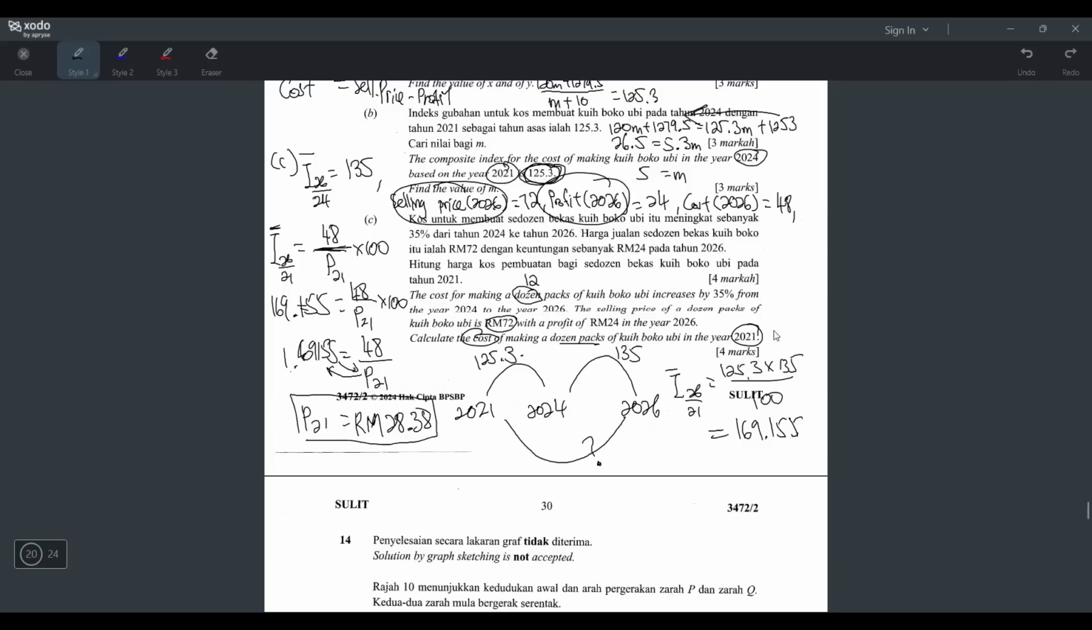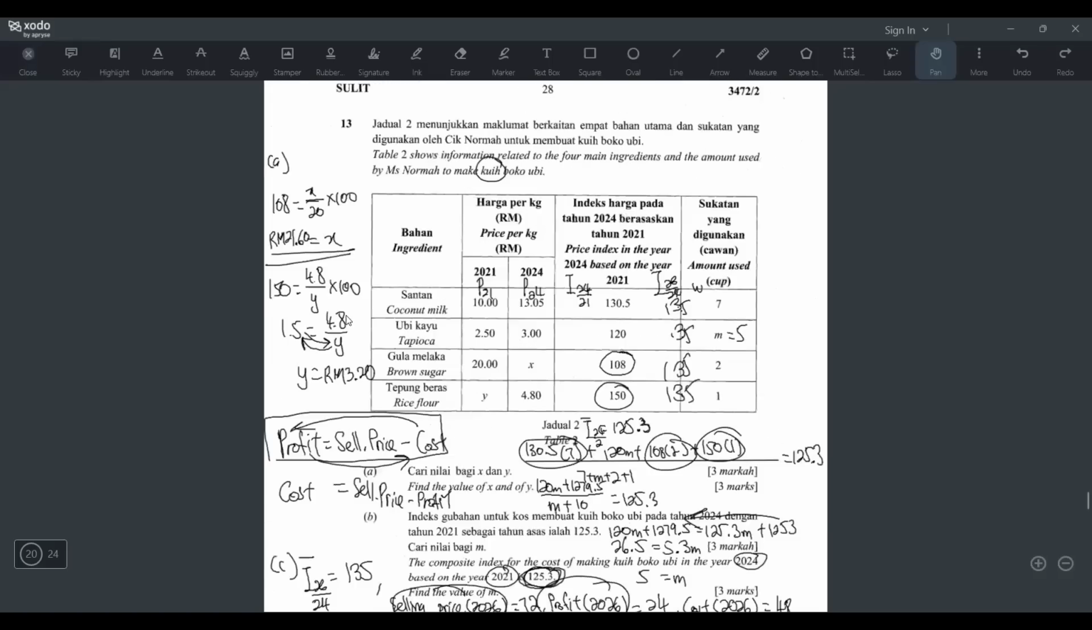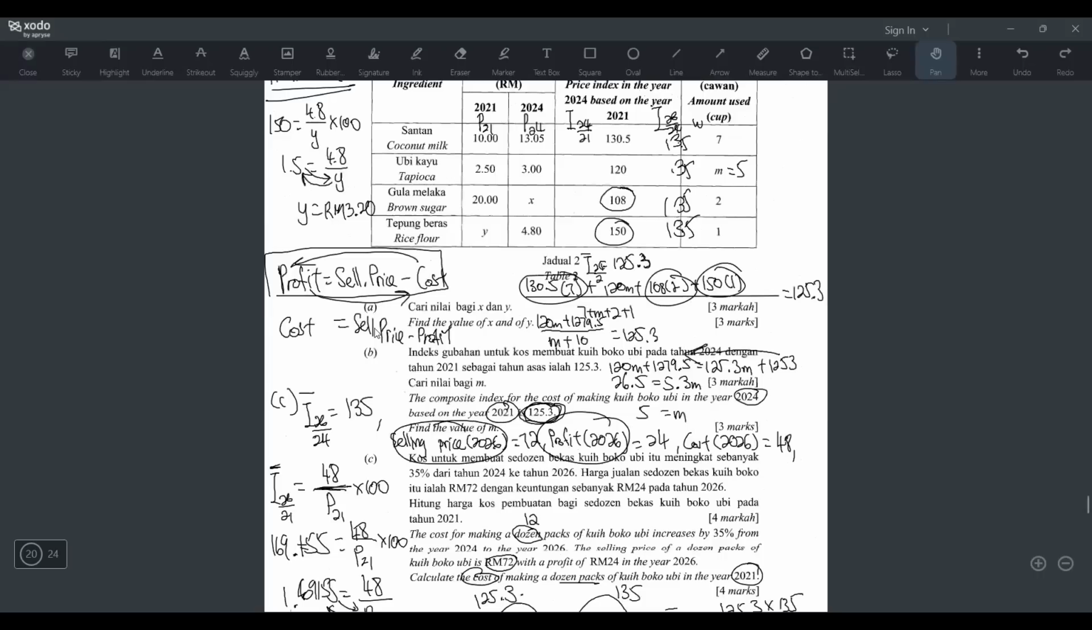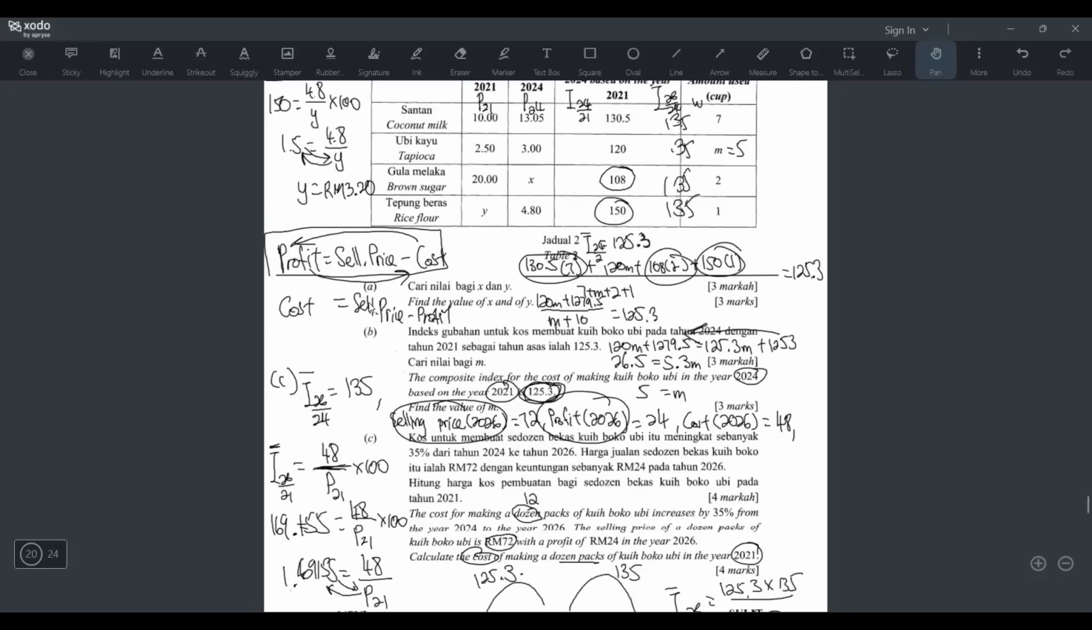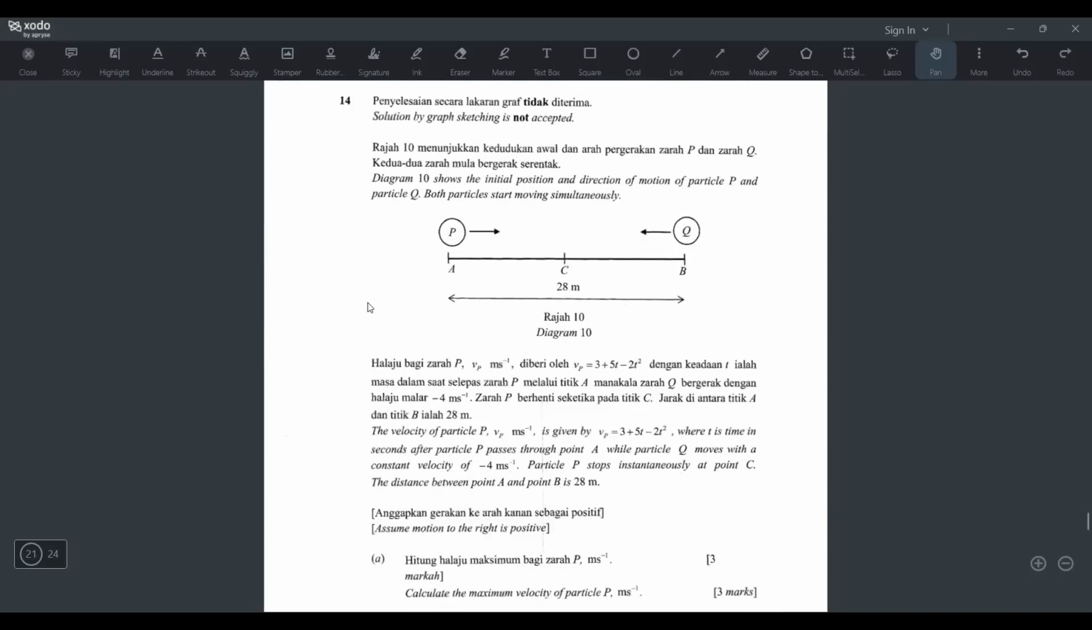Okay. So this is also part of the working. Because without this, you cannot find the price. You cannot find the cost if you don't do this first. Okay, so I think I finished already. This is how you get the full 10 marks for the index number question. So sudah siap lah. Okay, 14 I won't do.